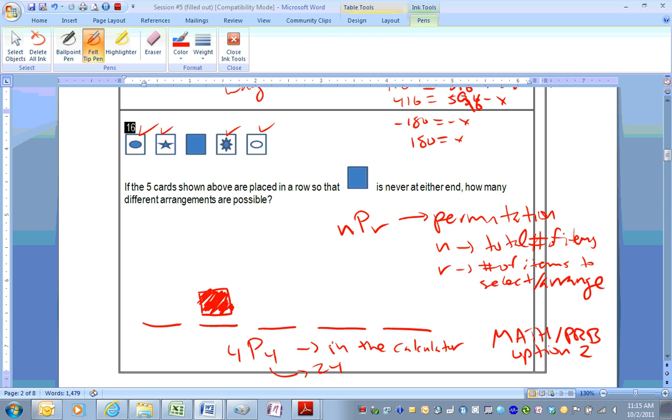However, does that shaded card have to be in the second spot? Where else could it be? It could be in the third or fourth spot. So the answer is 72.